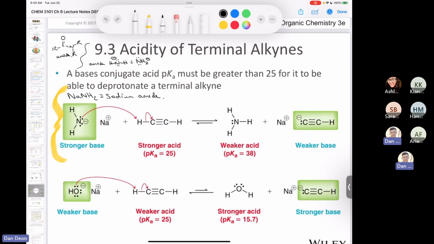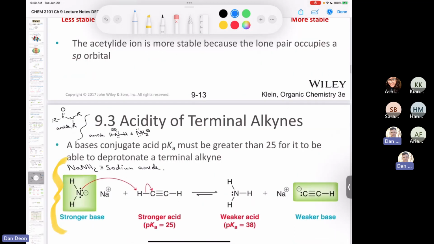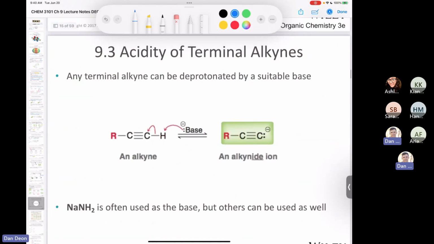So again, if we want to deprotonate a terminal alkyne, the base that we're going to reach for most of the time, we'll just put it here, is going to be sodium amide, NaNH2, right? Na is positive, but NH2 is negative, and that's going to be our base, sodium amide. We're going to use that a heck of a lot in this chapter.